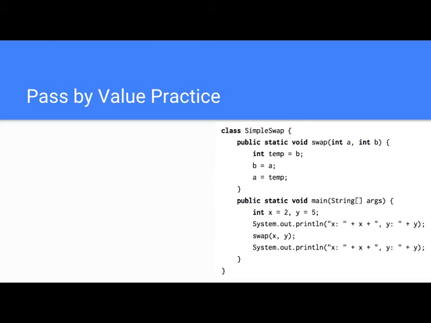Okay, so pass by value practice. We have this example here, right? We have the function simple swap. Basically, it looks like it's supposed to swap numbers when you input numbers A and B, and then it's supposed to switch A and B. We have our main method that calls simple swap. So what is the printed output? Take 2 minutes, and we'll come back and talk about this together.